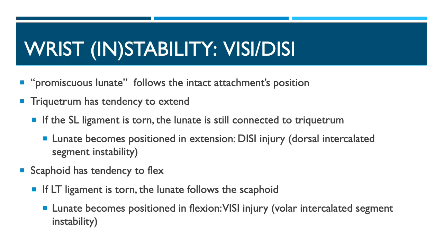That is called a DISI injury, or a DISI. It's a dorsal intercalated segment instability. On the other side of things, if the LT ligament is torn, so now we have our scaphoid that's trying to flex, the lunate's holding it back, but that ligament is torn, so now the lunate will just flex along with the scaphoid. So the lunate becomes positioned in this flexed position, which is a VISI injury, a volar intercalated segment injury.